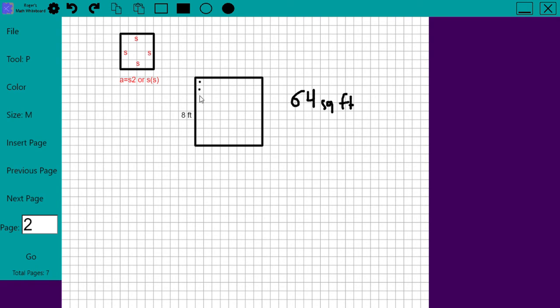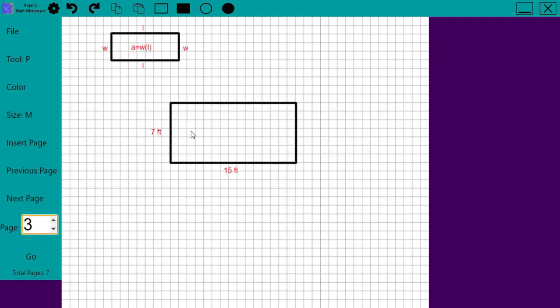So let's look at it. 1, 2, 3, 4, 5, 6, 7, 8. Then 1, 2, 3, 4, 5, 6, 7, 8. So 8 times 8 is 64. If you took the time to pause the video and count all these squares, it'd be 64 mini squares inside of this square. That's basically what area is. Alright, let's look at another shape.